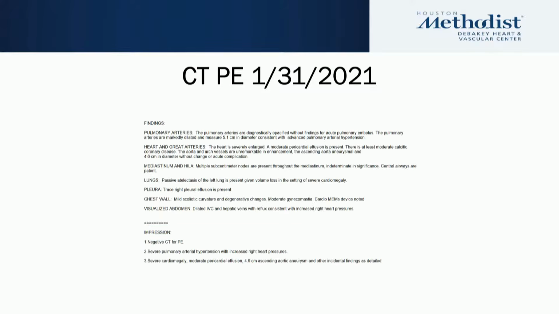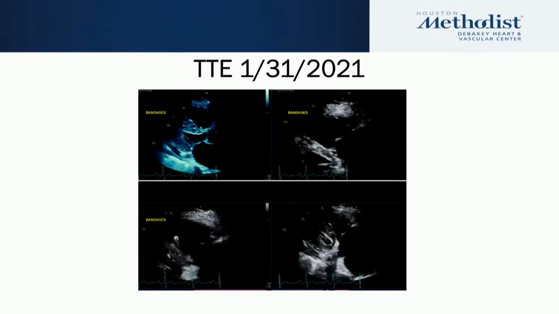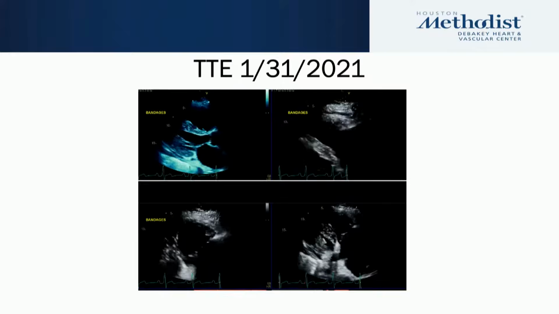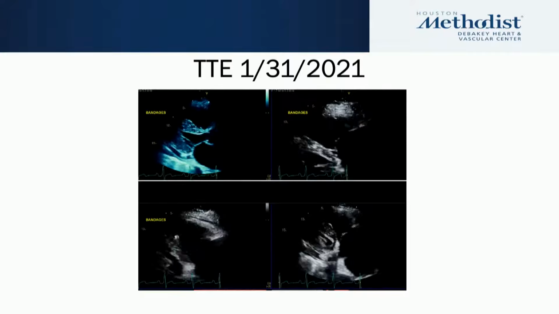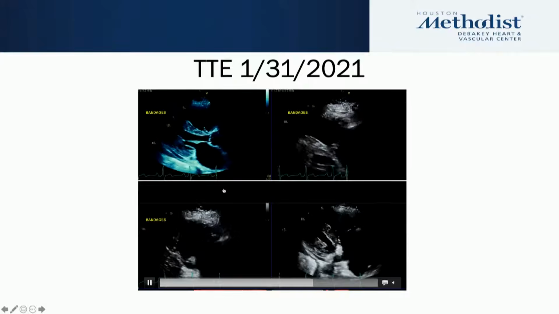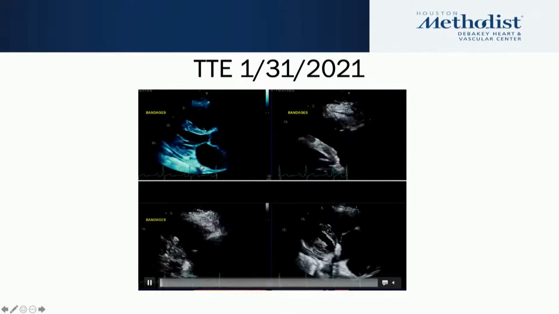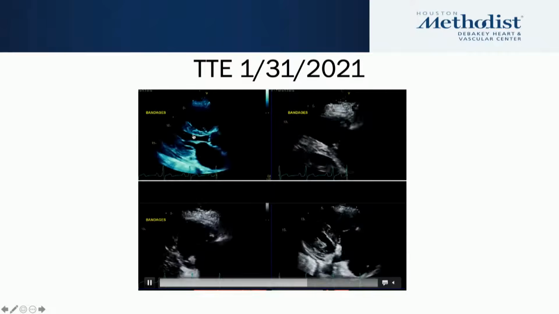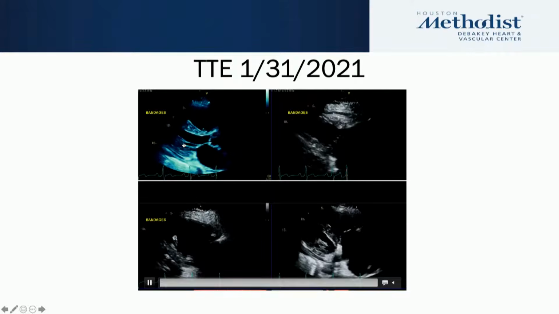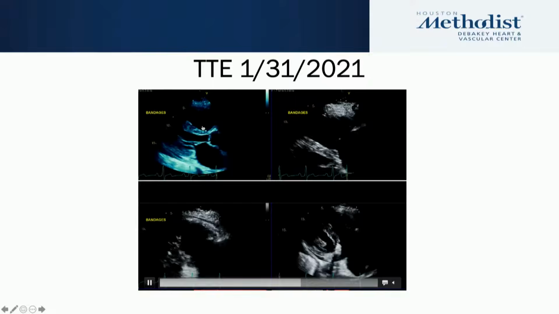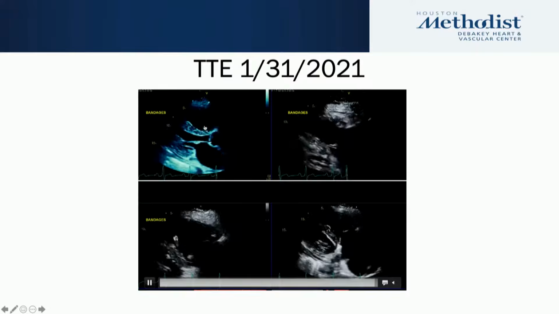So he gets a PE protocol CT, unchanged from prior with a negative PE, and the dilated pulmonary system. And he gets a TTE. This is the first one in our system. I know that I mentioned earlier on there was another one, but this is the first one. So you can see that these are the parasternal long axis images on the first one. The heart is thick. It looks like preserved function. It's hard to assess just from one view. The RV is dilated, likely with depressed function.